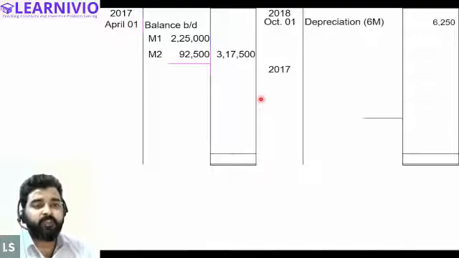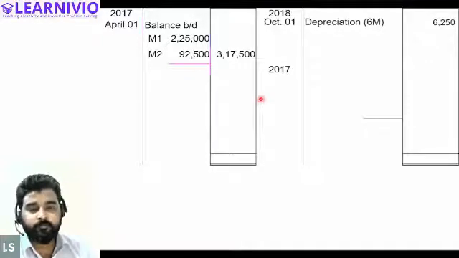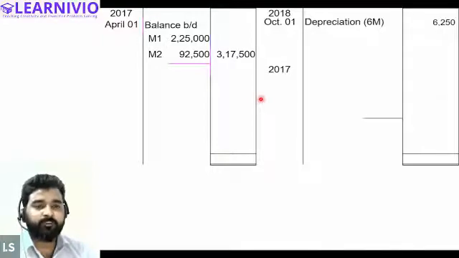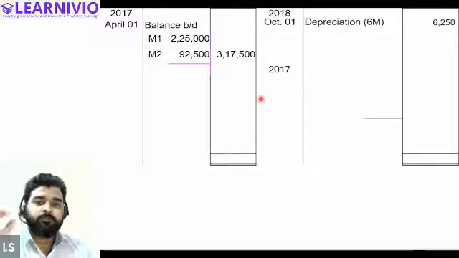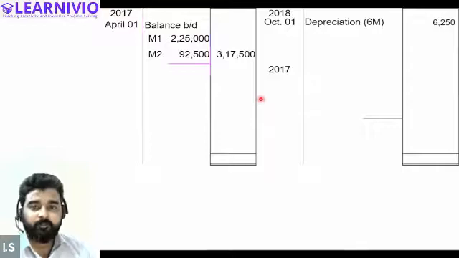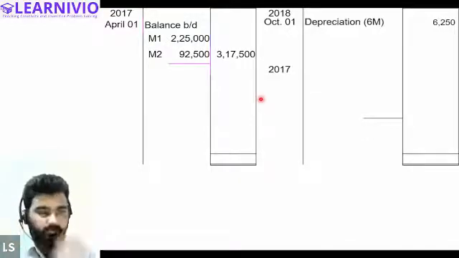So at that cost we have charged 5% depreciation. 5% of 2,50,000 is how much? 12,500, right? Yes, sir. So this is the depreciation that will be applicable every year. You are not required to calculate the depreciation again every year. For the full year, depreciation will be 12,500. Okay. Yes.